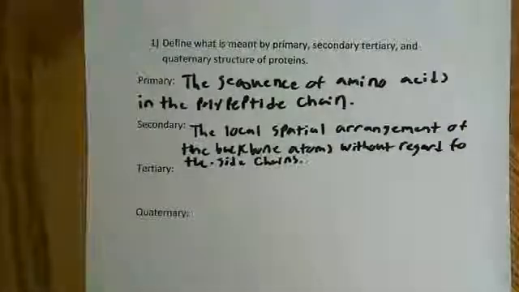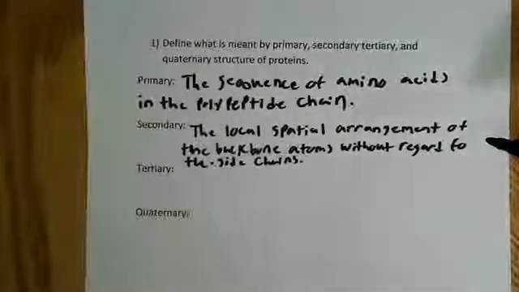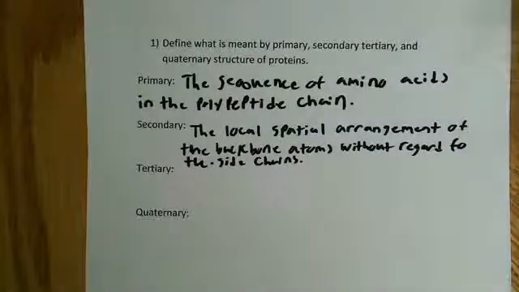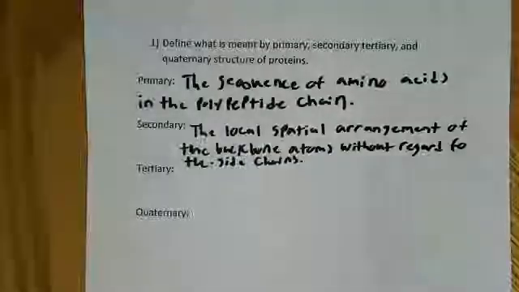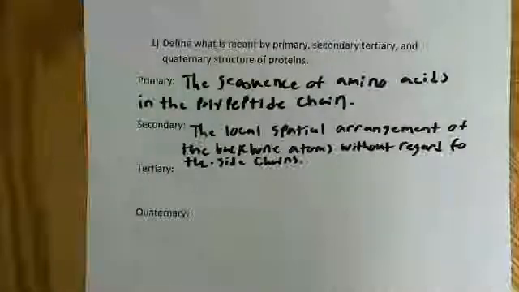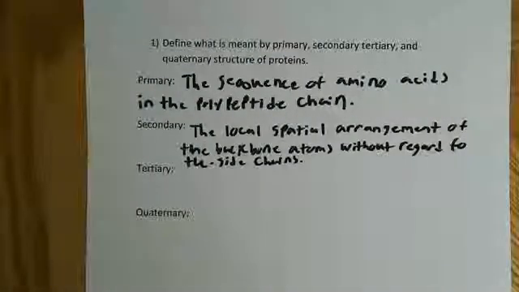So in case you can't see this, it's the local spatial arrangement of the backbone atoms without regard for the side chain. So you're talking about the spatial arrangement of the backbone atoms of either the alpha helix, beta sheet, which are the two most common secondary structures, and we're not talking about the side chain, so we're not talking about the R group on each amino residue.